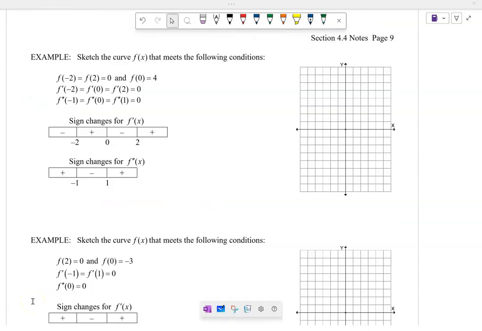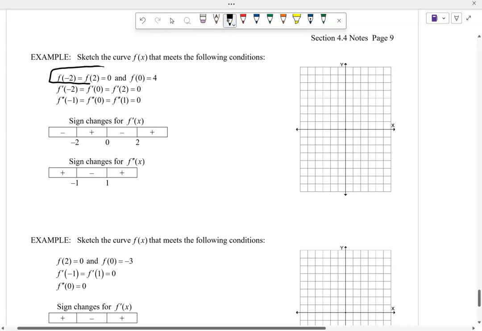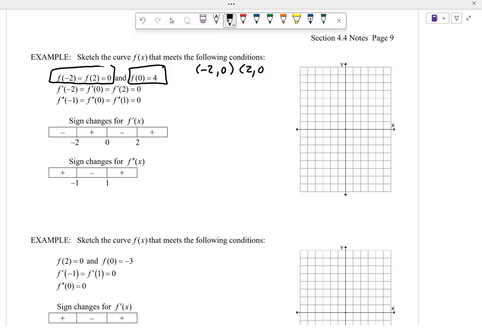Looks like we've got some conditions on this one. Let's take these ones first. F of -2 equals f of 2 equals 0, right? So they're giving us these points, -2, 0. They're giving us 2, 0, and they're also giving us 0, 4. Let's go ahead and throw those on there. -2, 0, 2, 0, and 0, 4. All right, so there's our points.